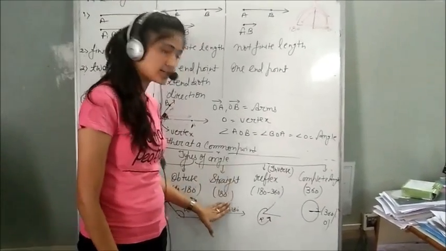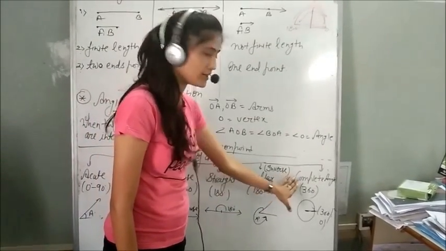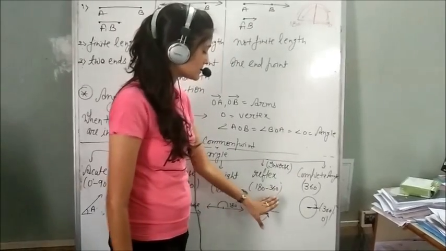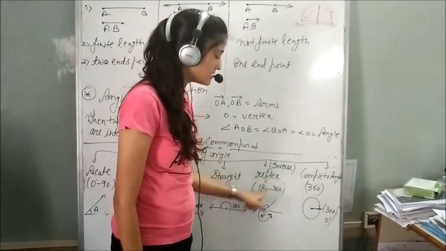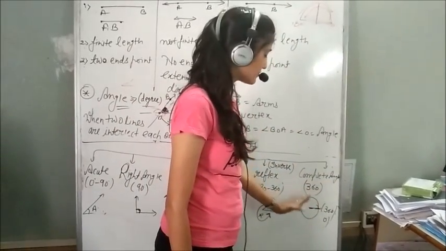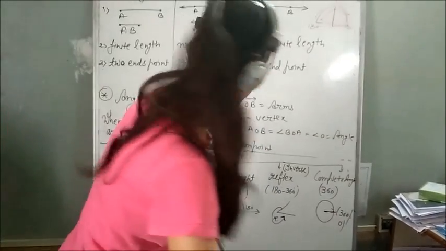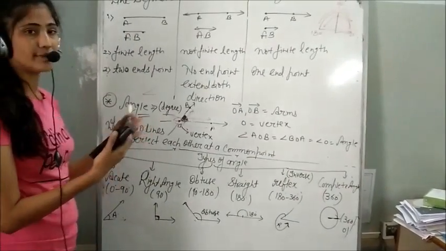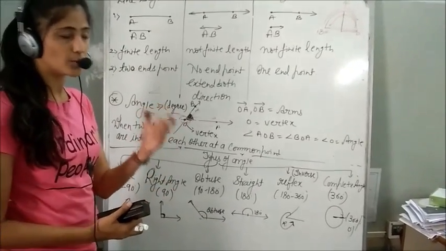A straight angle is exactly the value of a straight line, 180 degree. A reflex angle is also called the inverse angle, and its range is 180 degree to 360 degree, greater than 180 degree and less than 360 degree. The complete angle is 360 degree. When it completes one circle, it is 360 degree. Now we measure angles with the protractor and form angles with rulers and other things.